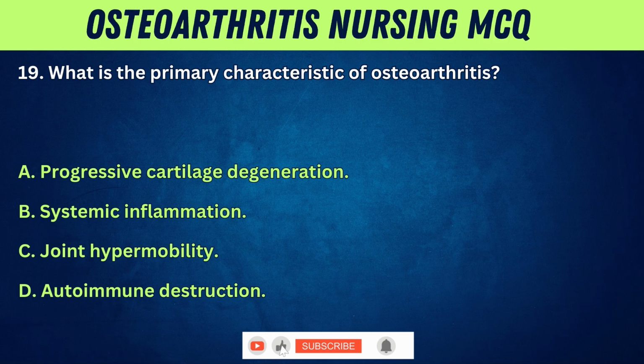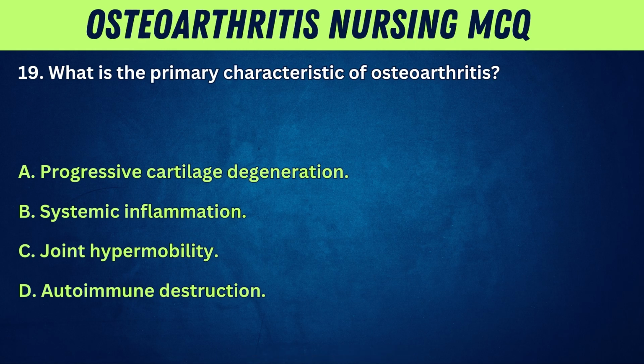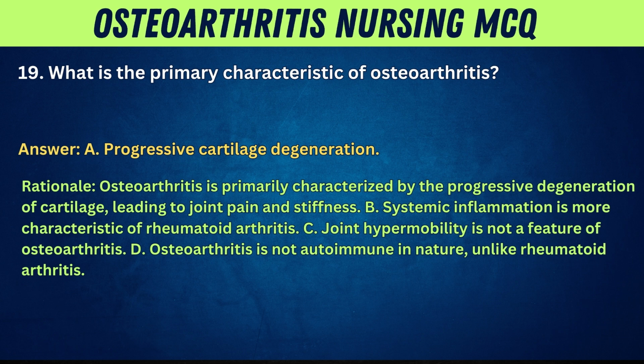19. What is the primary characteristic of osteoarthritis? A. Progressive cartilage degeneration. B. Systemic inflammation. C. Joint hypermobility. D. Autoimmune destruction. Answer: A. Progressive cartilage degeneration. Rationale: osteoarthritis is primarily characterized by the progressive degeneration of cartilage, leading to joint pain and stiffness.